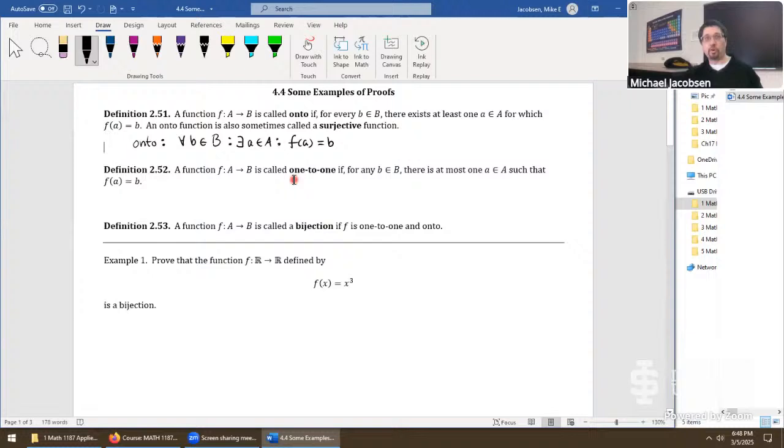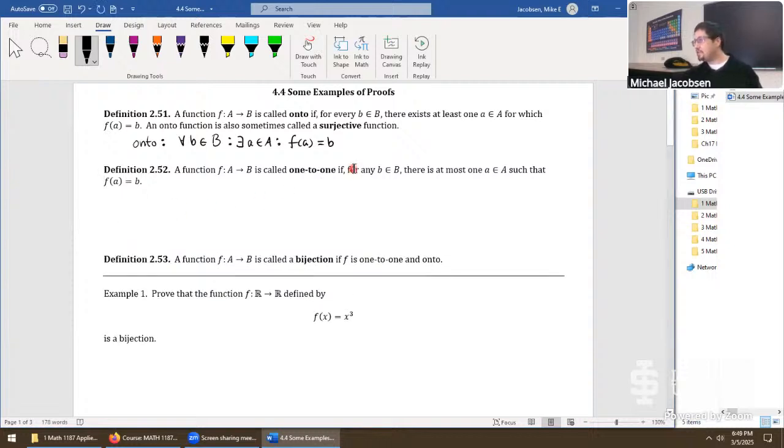A function f is called one-to-one if for any b in B, there's at most one a in A such that f of a equals b. There's a lot of ways to write this one out. But sometimes with one-to-one, a different view you can take is, instead of saying for any b in B, let's focus on at most one a in A. So we're focusing on f of a, or go that route.